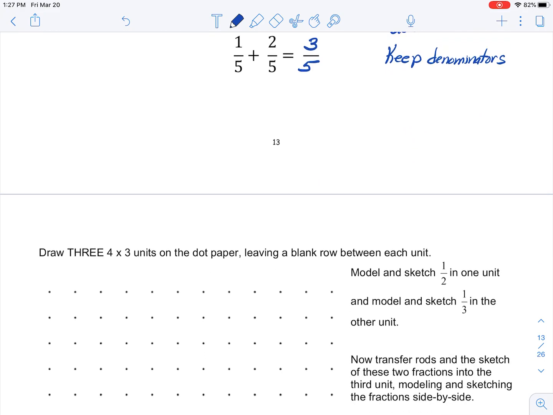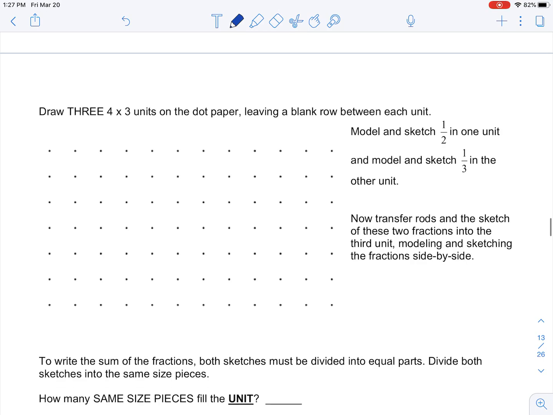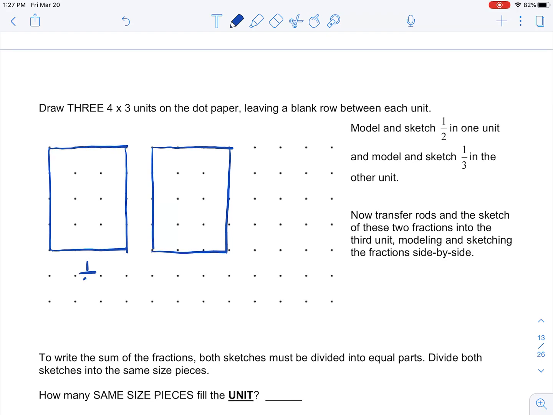Well, we kind of have to get to the point where we have the same denominator. So I'm going to add 1/2 and 1/3. I'll start by modeling 1/2 and 1/3 separately, and then I'll model their sum. So I'm going to start by drawing a diagram that I can model 1/2 and 1/3, and I'm choosing now to do a 4x3. I could also do a 2x3 or different ones, but I'm going to show you what it looks like if it's a 4x3. There's one to model 1/2, and this is going to model 1/3, and this is going to model their sum.